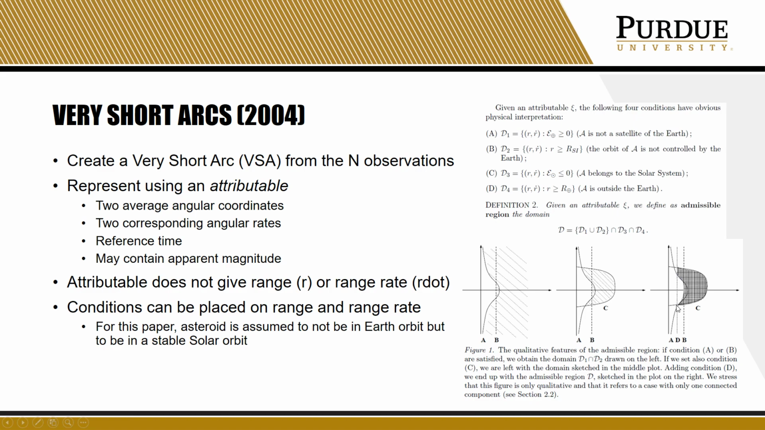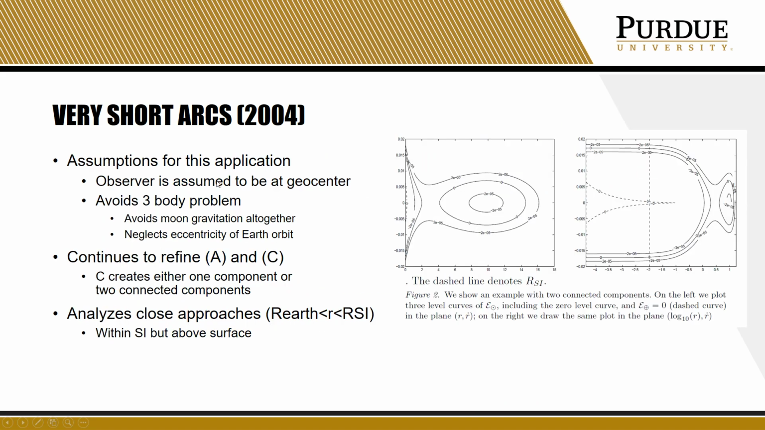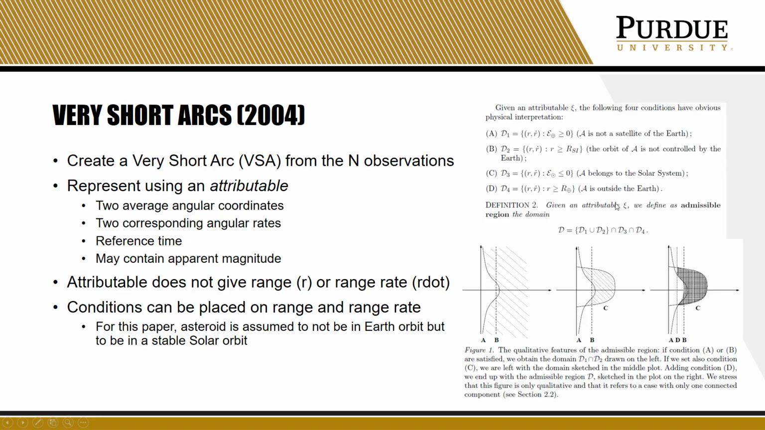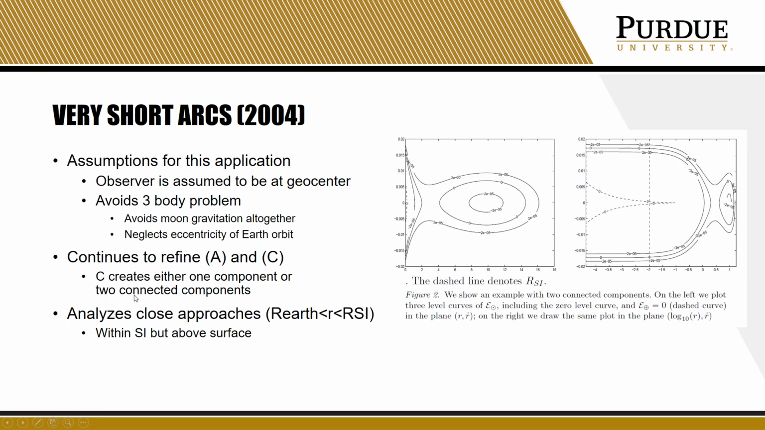And using these bounds, he creates this region here, which is considered to be the admissible region for the orbit. Now, as he specifies, C can create either one component, as we see before here, or it can create two separate but connected components, as we see in this. But I'm getting ahead of myself.